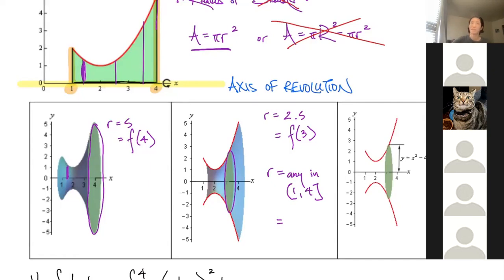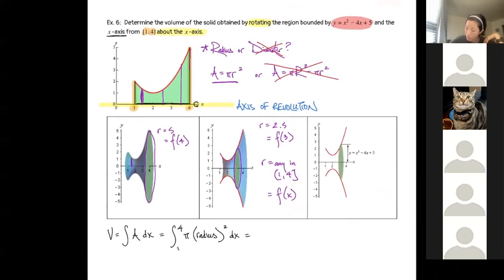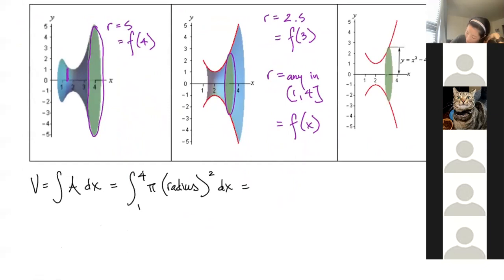Excellent. F of x, that we found one number, but we said, what's a better way to write that? Better in the sense that it gives us the ability to write all the other ones, right? F of 4, F of 3, any function here, that radius is going to be F of X. So we go to where it says radius, and instead of radius, we write x squared minus 4x plus 5. So we get pi, the integral from 1 to 4 of x squared minus 4x plus 5 squared dx.